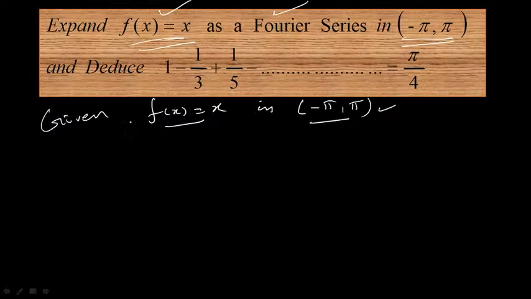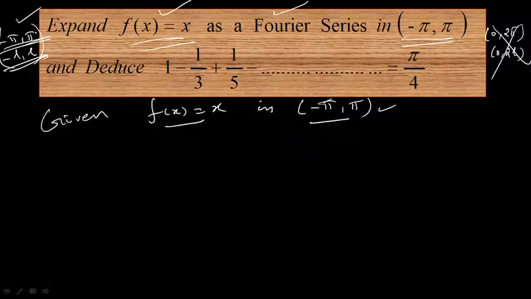Now the given function is f of x equal to x in minus pi comma pi, as I told you already. Whenever you see the interval is from minus pi to pi or from minus L to L, there is a case of odd and even. This is not the case for 0 to 2 pi, or 0 to 2L. The case of odd and even function doesn't exist for these two intervals. The cases of odd and even function exist only for minus pi to pi or minus L to L. Here the function is defined in the interval minus pi comma pi.